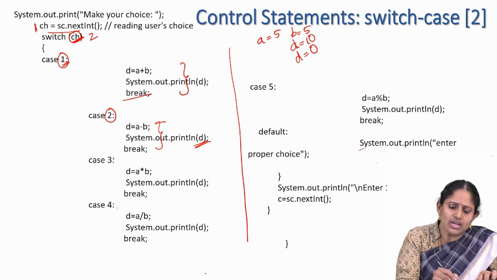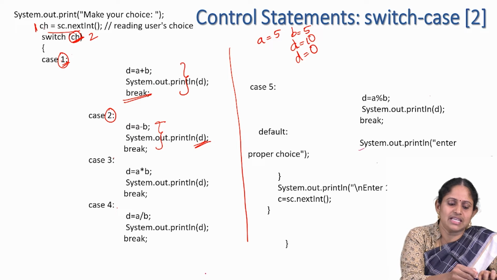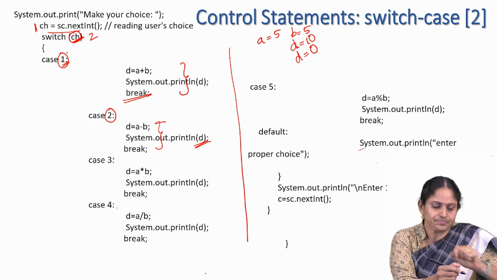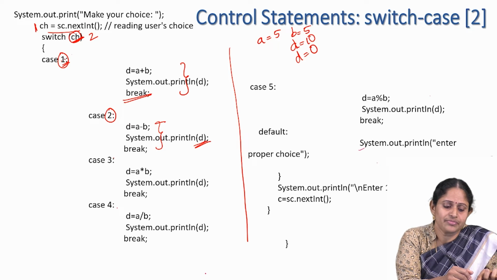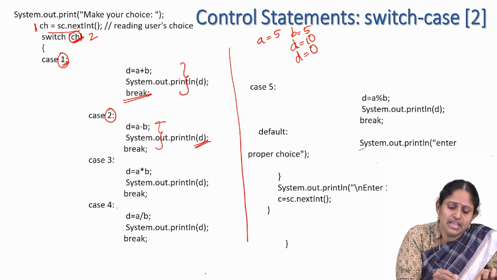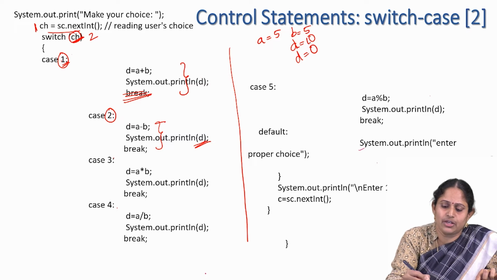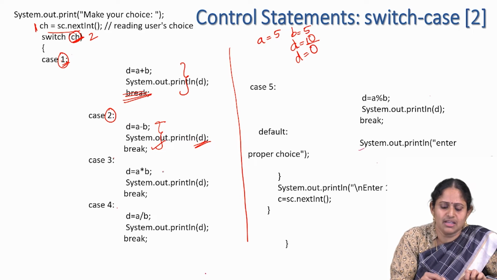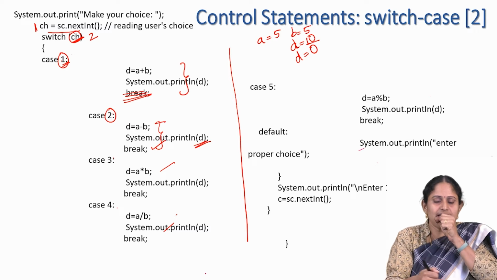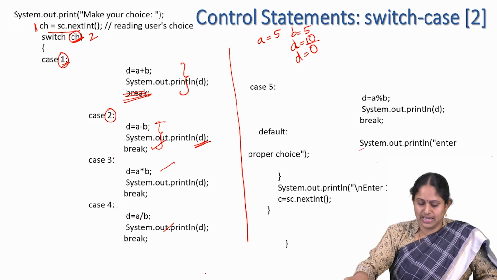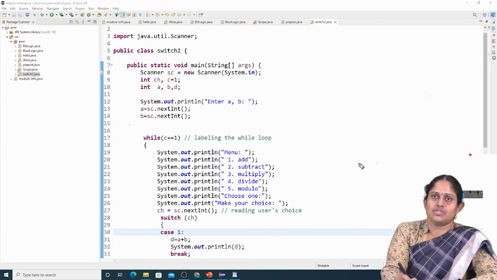Now, if we don't give this break statement, what happens in case we have chosen, let's say, addition? If this break was not given, then after printing the value 10, it will execute this part until it finds a break. So, this is how switch will execute. Okay. So, this is a program.